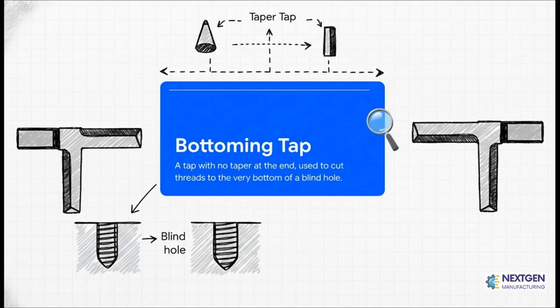Okay, this next one, this is a specialist. It has a very specific mission. This is the bottoming tap. Notice how it has basically no taper at all? It's flat. Its whole job is to cut threads right to the very bottom of a blind hole. That's a hole that doesn't go all the way through. So you'd usually start the hole with a taper or a plug tap, and then you bring this guy in to finish the job and get those last few threads perfect.